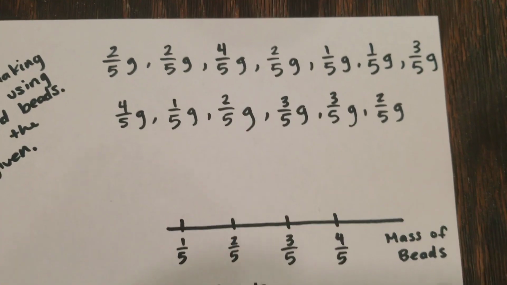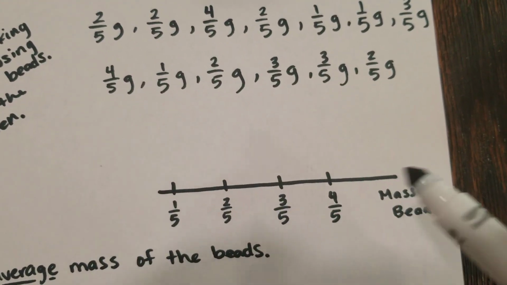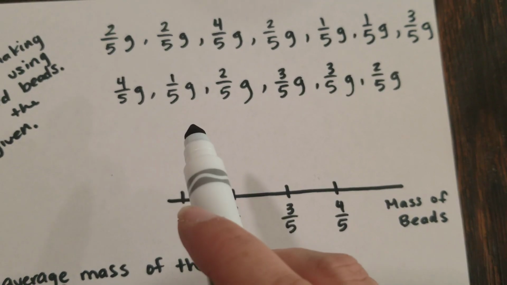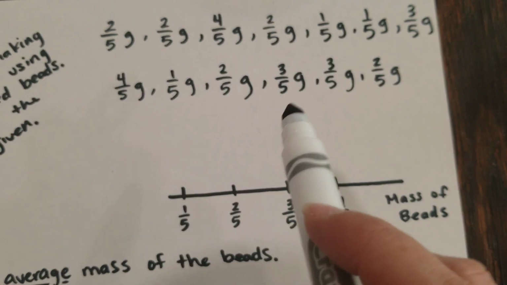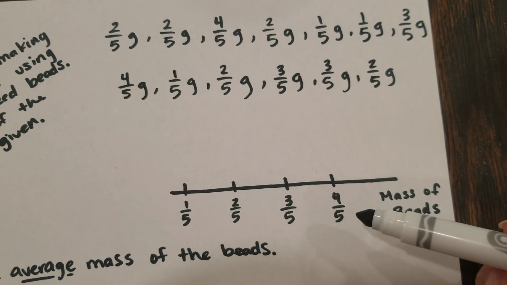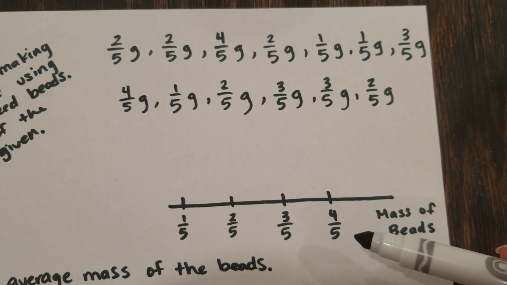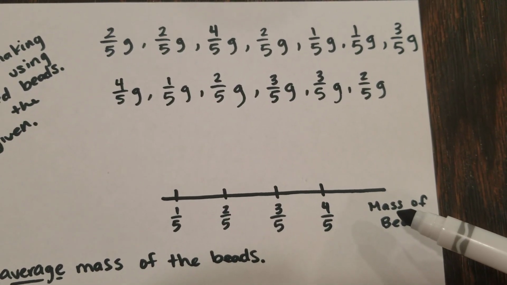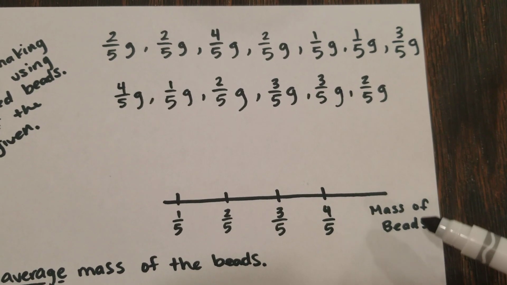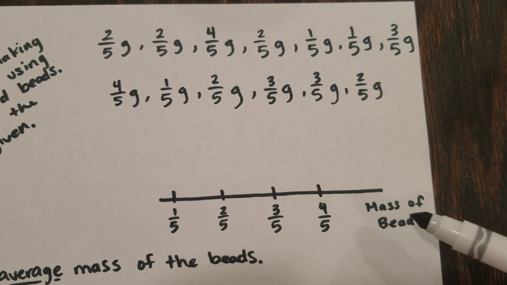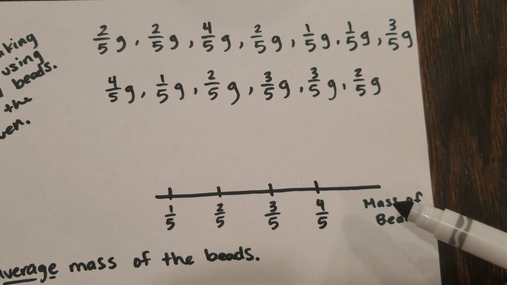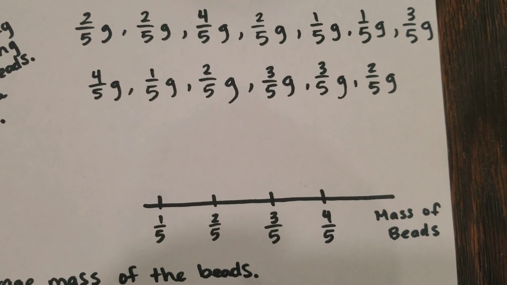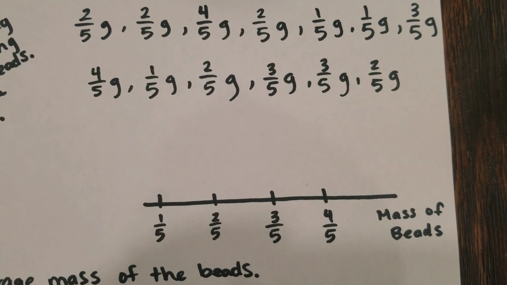So when I set up my line plot, I'm going to have a horizontal line, and then I'm going to have categories underneath. So I have 1/5 because I saw some 1/5s up there, 2/5 because I saw some 2/5, 3/5 and 4/5. I didn't see any 5/5, and I didn't see anything other than fifths. So these are all my categories. And then here's my title. These numbers stand for the mass of the beads, or I should have put size of the beads. I'm thinking of our science lesson, how mass is kind of like how much of an amount of matter there is. So it is kind of the mass too.